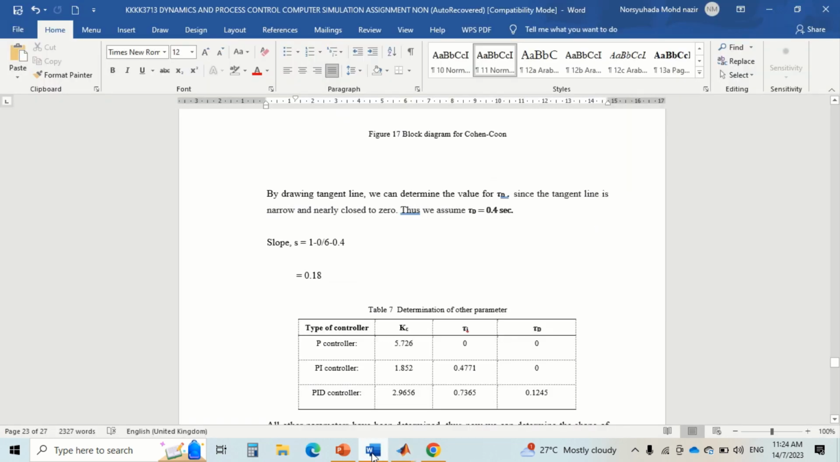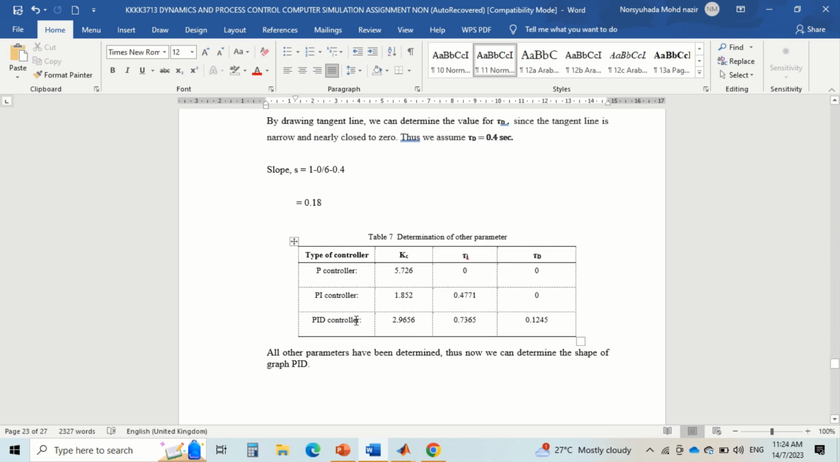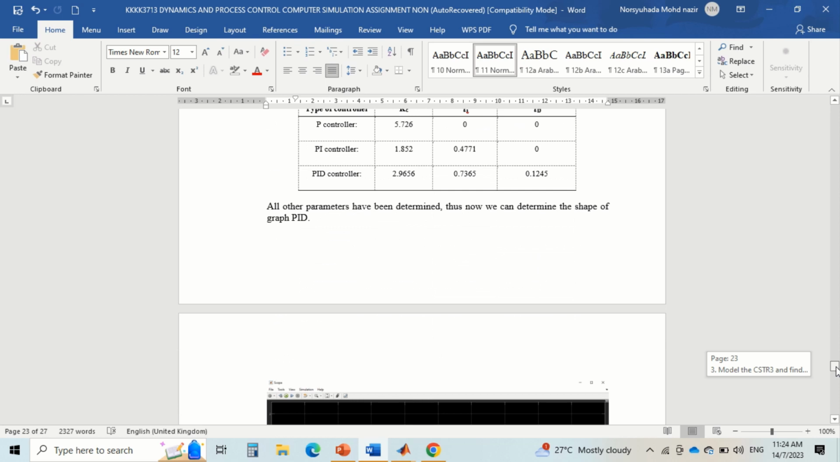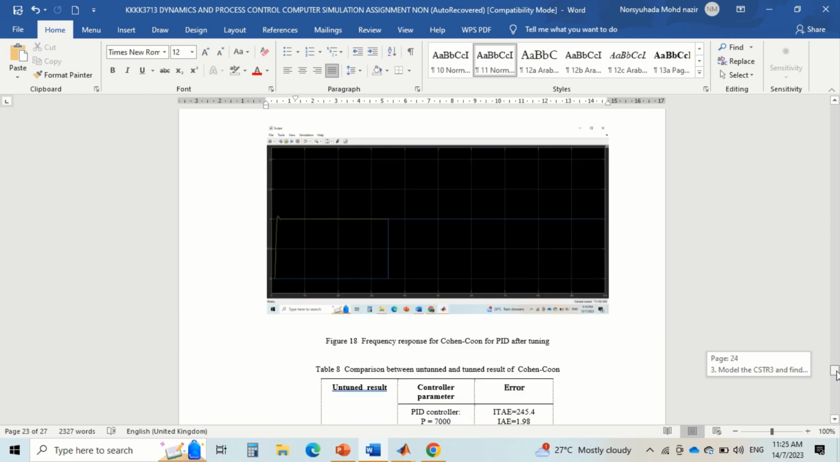From this table, we can see here that the determination of other parameters for the Cohen-Kuhn for PID controller is Kc is 2.9656, tau I is 0.739, and tau D is 0.1245. After all the parameters have been determined, we can determine the shape of the graph of PID, and this is the frequency response for Cohen-Kuhn for PID after tuning.